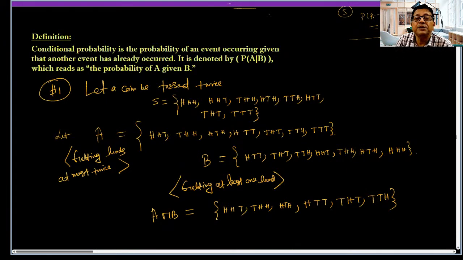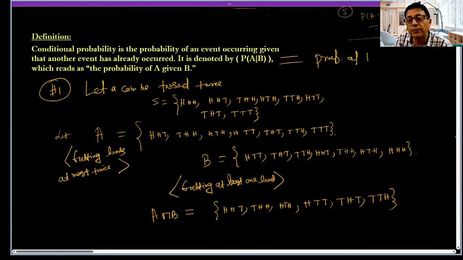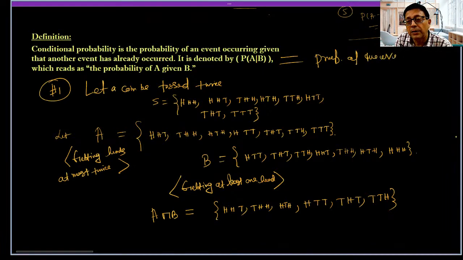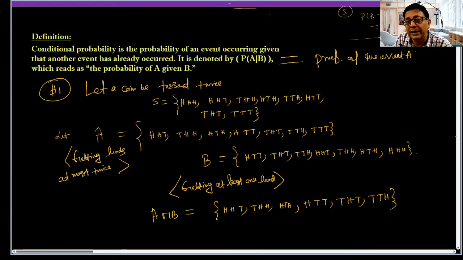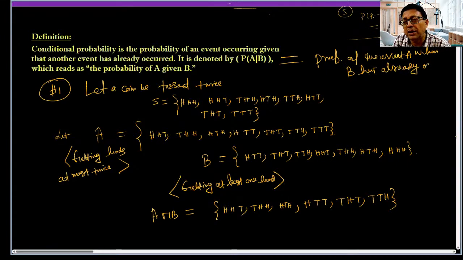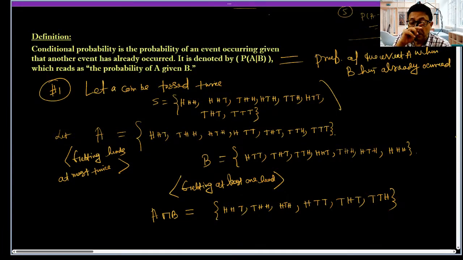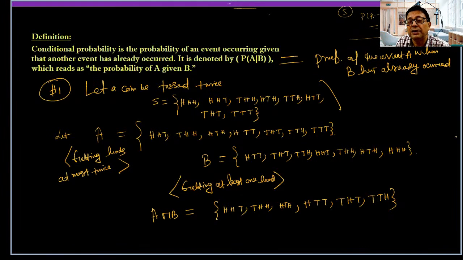Now follow this definition. P(A given B) stands for what? Probability of the event A when B has already occurred. Okay, this is the meaning of conditional probability.